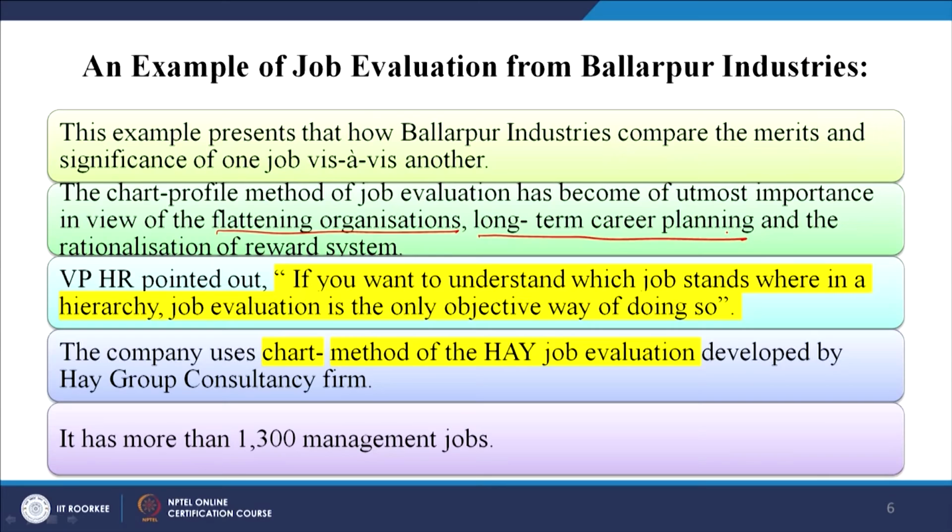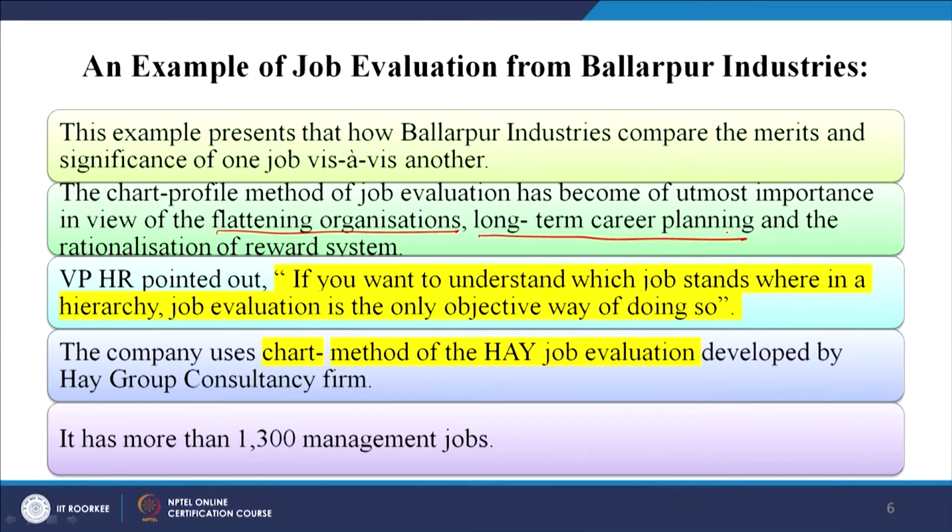If this is the situation, then in that case career planning is to be made, and this career planning of the individuals will help to create the long term career planning, and organizations are there. There will be the rationalization of the reward system.